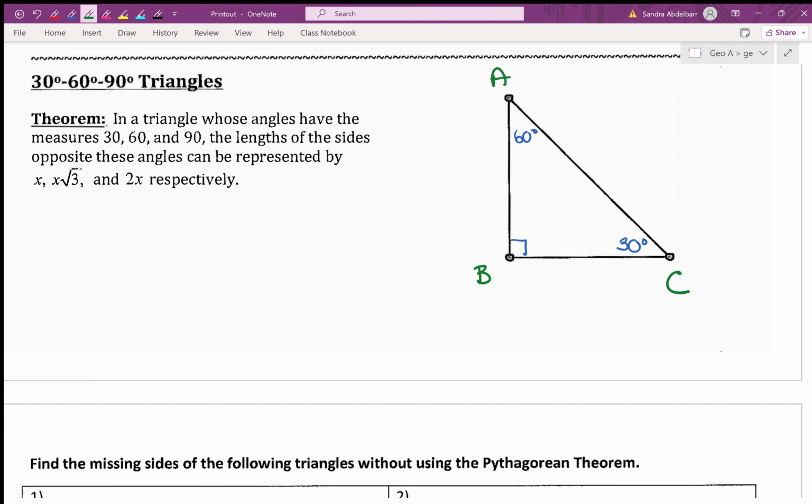Hey, I want you to look at the 30-degree angle. Can somebody identify for me which side is across from the 30-degree angle? Which side is across from the 30-degree angle? Nora. AB. The side that is across from the 30-degree angle, we call it X.